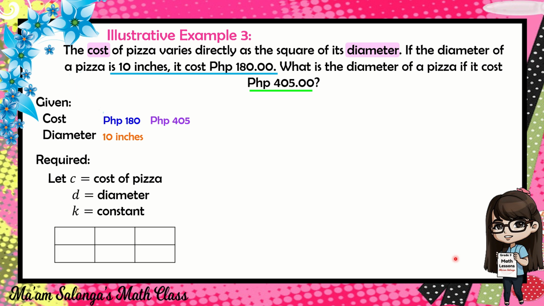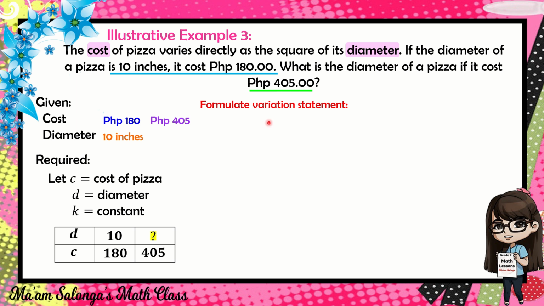Then create a table. C is the dependent variable kasi nakadepende yung presyo niya sa laki ng diameter ng pizza. Now, ang unknown ay diameter ng pizza. So ilagay natin yung mga nakuha natin dito sa given sa table of values. So, we have 180, 405, and we have 10 inches.